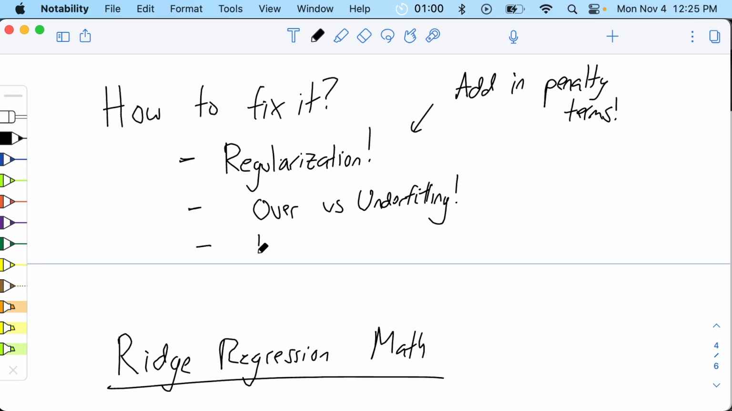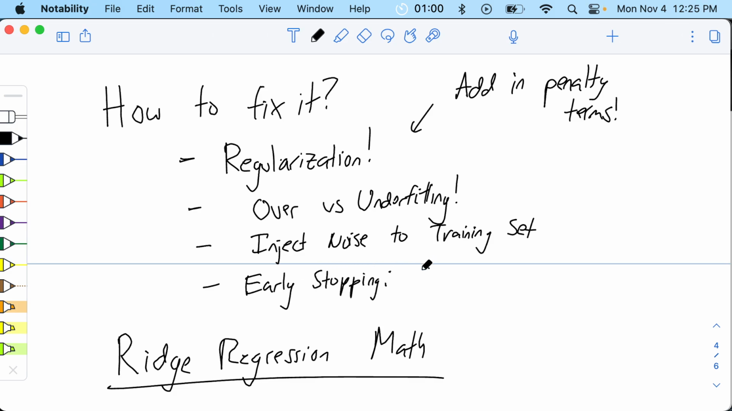Let me add on what we did here. Inject noise to training set, or early stopping. Stop before it's too efficient. Okay, so good to know this bit of philosophy. I think it's very important if you're a data scientist to think about these things. What you're actually doing with your training set versus what you actually want to do in real life.